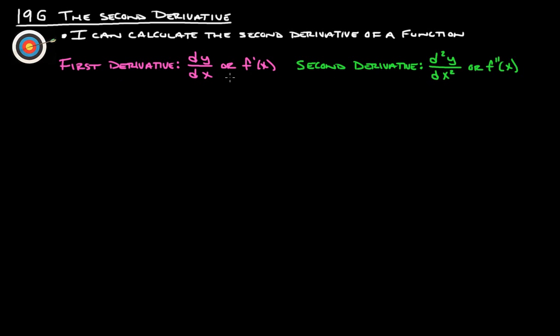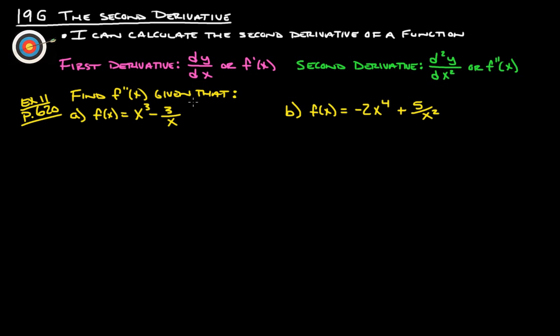The second derivative is d squared y over dx squared, or f double prime of x. The second derivative may sound scary, but really it's not. All you have to do is take the derivative and then take the derivative of that. That's the second derivative. Let me show you what I'm talking about here.